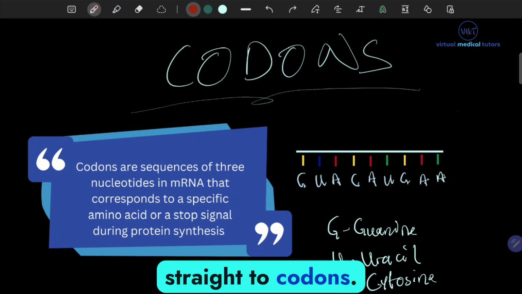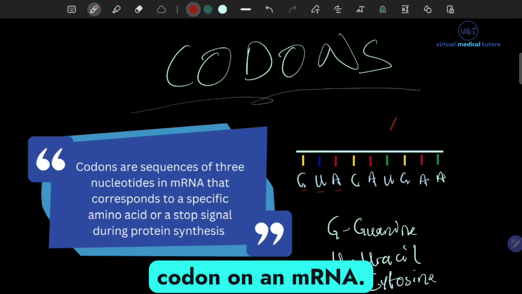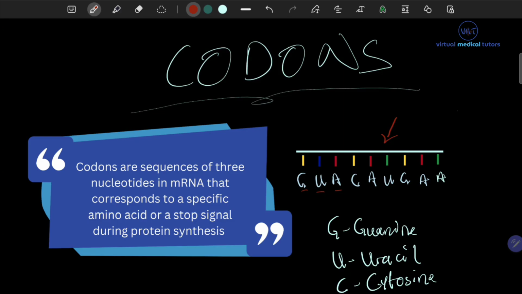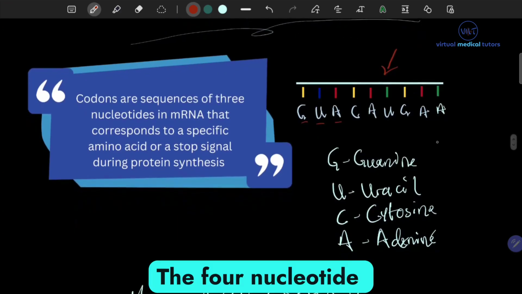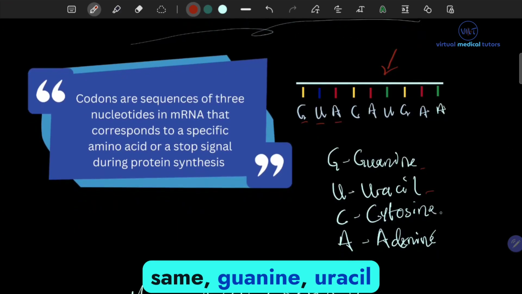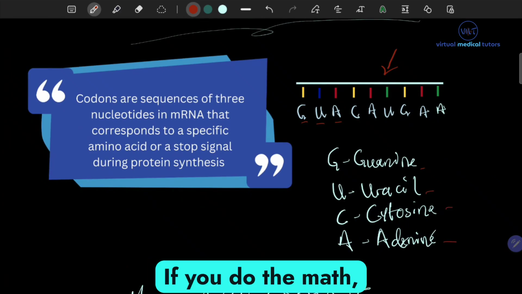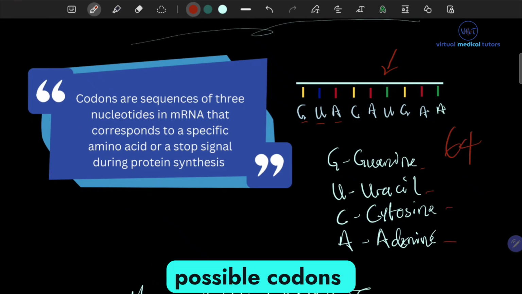Today I'll be diving straight into codons. So what are codons? Just as the name sounds, they are simply codes for specific amino acids, or what are called stop signals, during protein synthesis. So, three nucleotides that represent an amino acid or a stop codon on an mRNA make a codon. As simple as that. The four nucleotide bases remain the same: guanine, uracil, cytosine, and adenine. If you do the math, there are 64 possible codons made up of combinations of these four nucleotide bases.